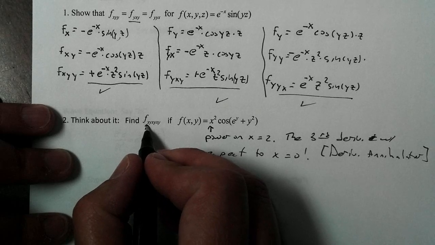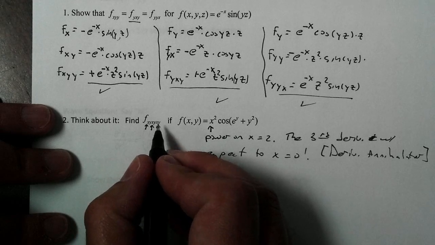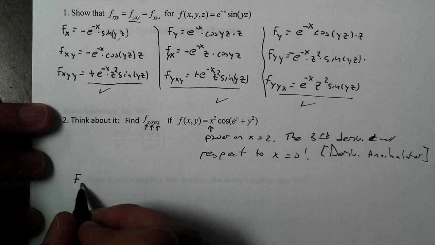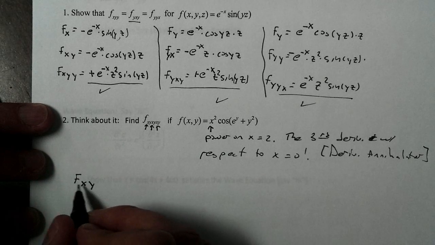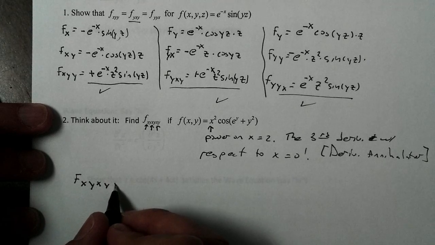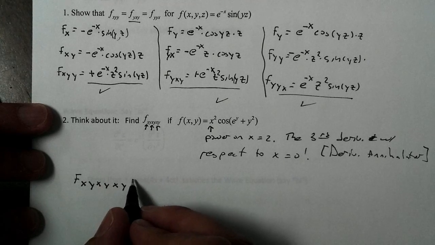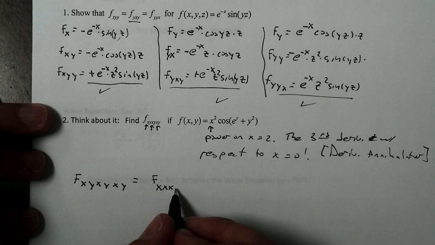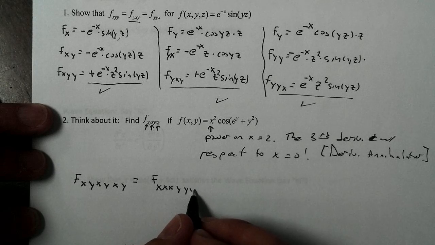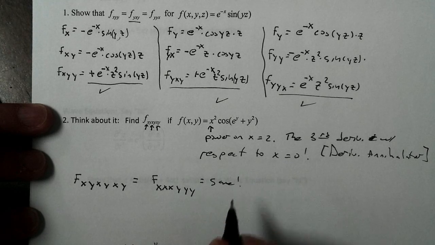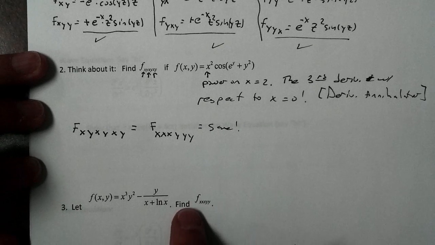So since I recognize this as a derivative annihilator, I look over here. Well, notice I'm taking the derivative with respect to x 3 times. So I can say that the partial derivative with respect to x, y, y is the same as if I took all the partials with respect to x first, then y, y. They're going to be the same. That's what Clairaut's theorem says.